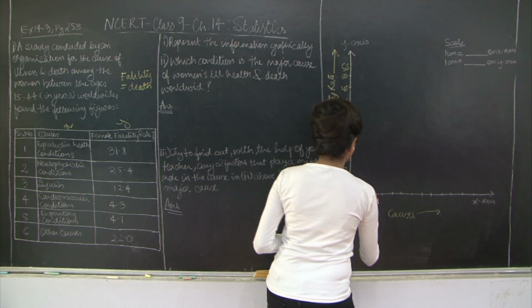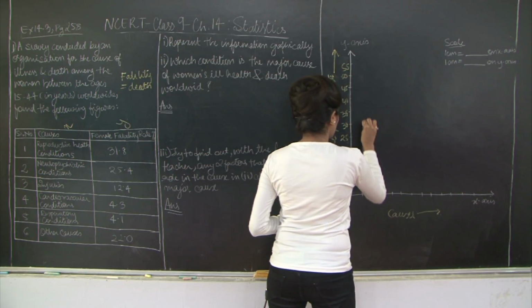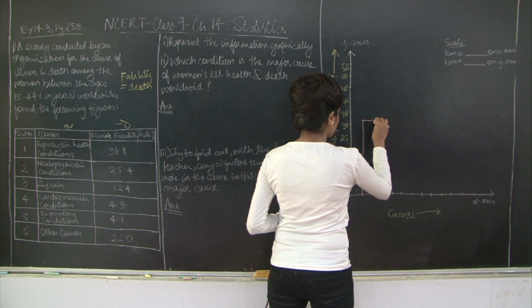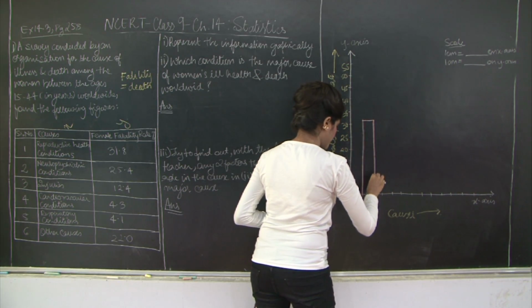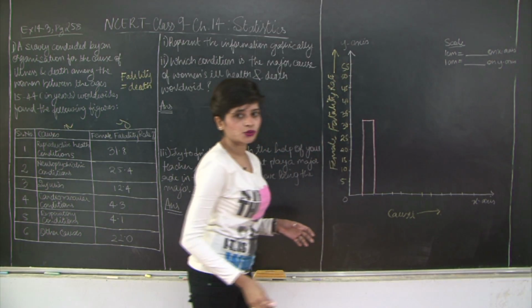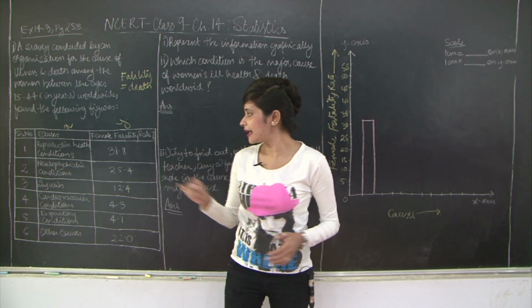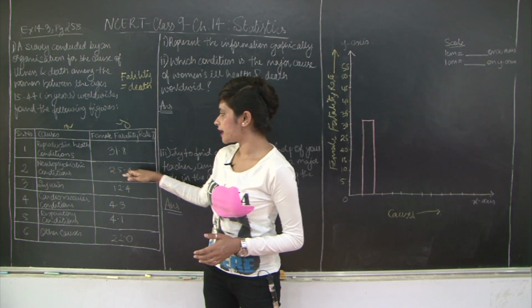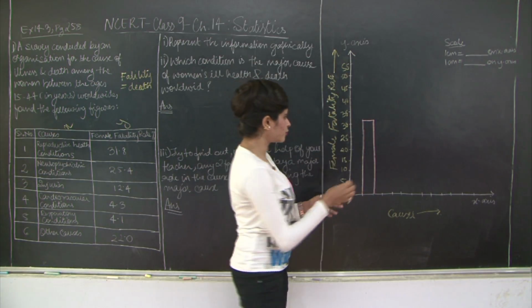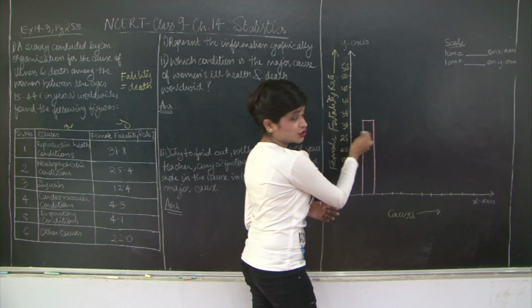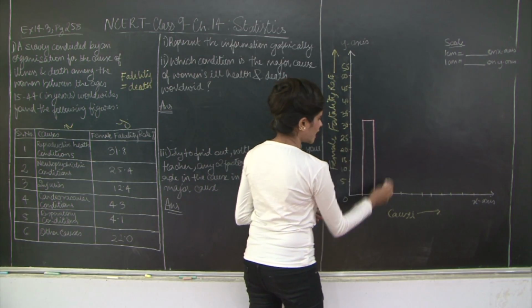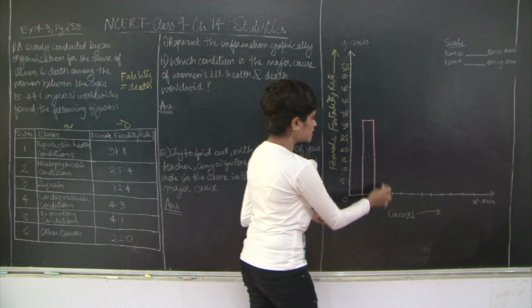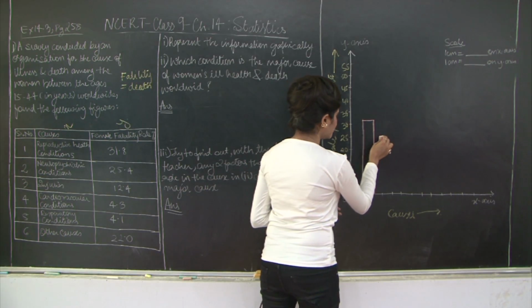So I will draw my graph or bar. This is the first one for reproductive health conditions. Let's check the other one, neuropsychiatric conditions, which is 25.4. So 25.4 will be just above 25 for the second one. I will leave a gap of 1 unit out here. So 25.4.